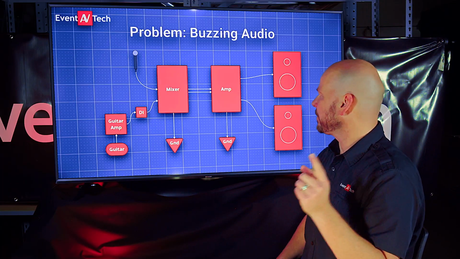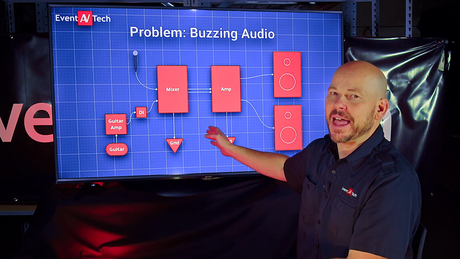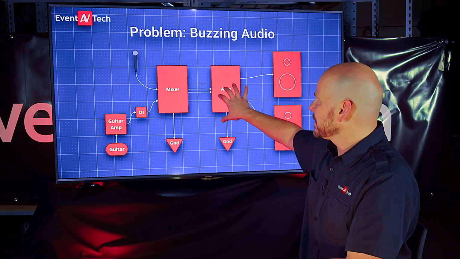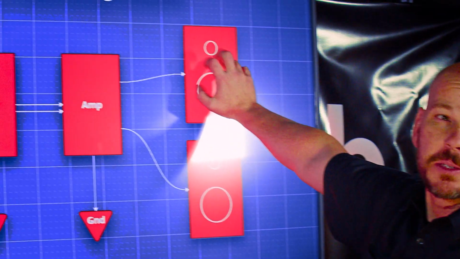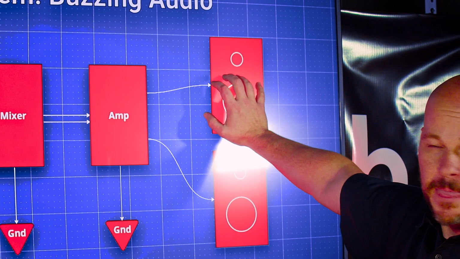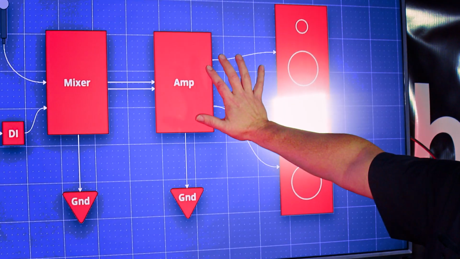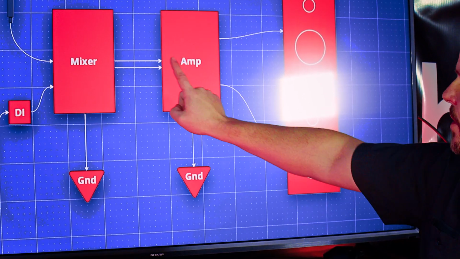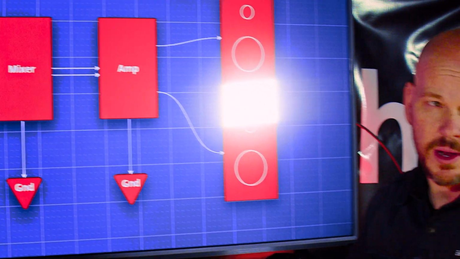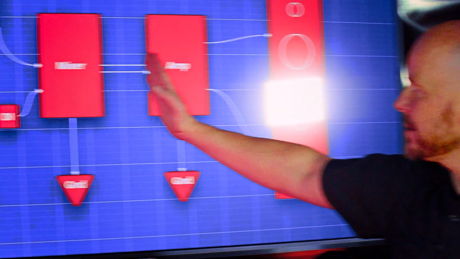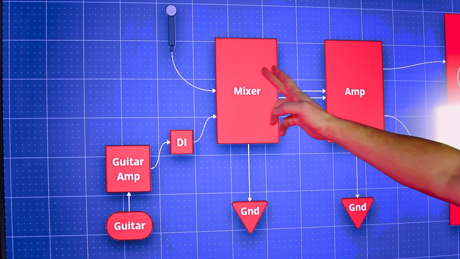So the way to troubleshoot the problem is to start eliminating elements to isolate the ground. So in this particular example, my speaker was buzzing. My speaker's connected to my amp. If I go and I disconnect my input to my amp and the buzz goes away, well then I have a good idea that my buzz is happening somewhere between here and there.